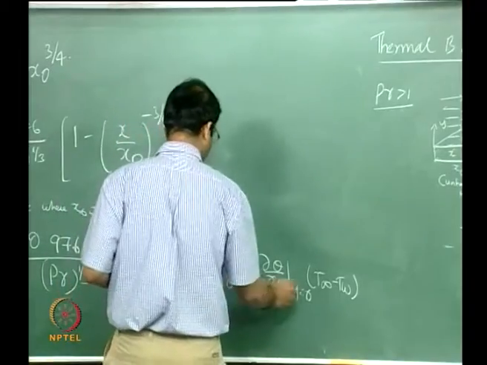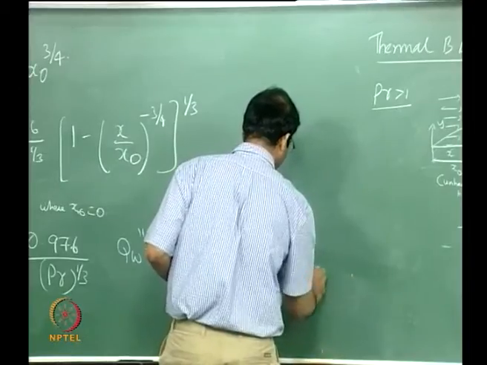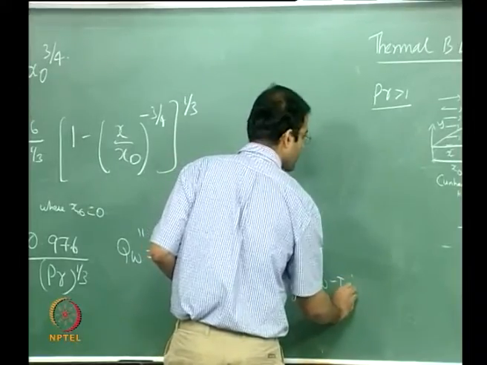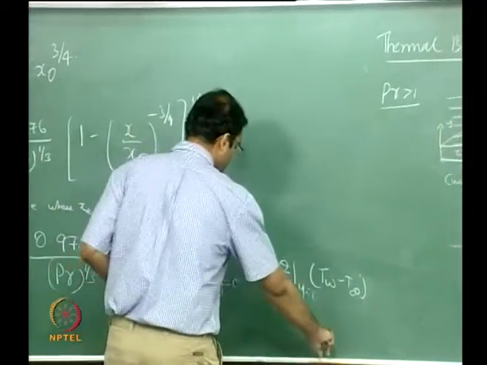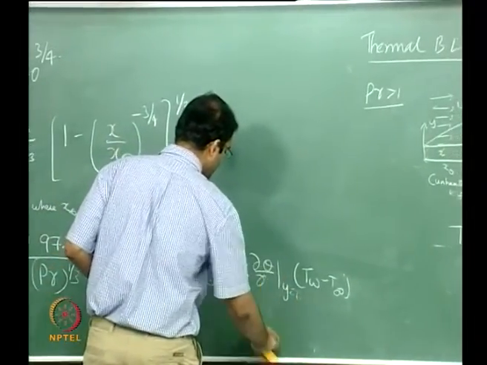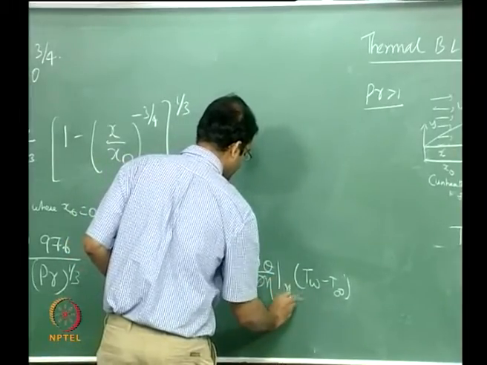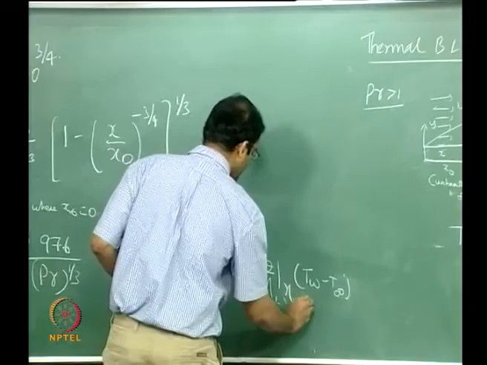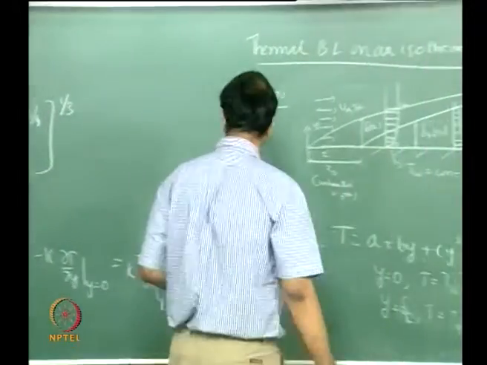So this will be minus, of course. So minus, so I'm going to write this in terms of T wall minus T infinity. Again, you can make a transformation: d theta by d eta into d eta by dy, at eta t equal to 0. So what is d eta by dy?